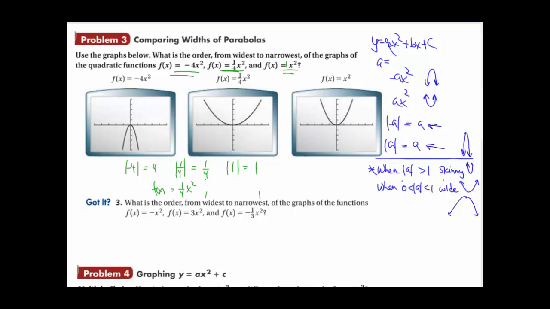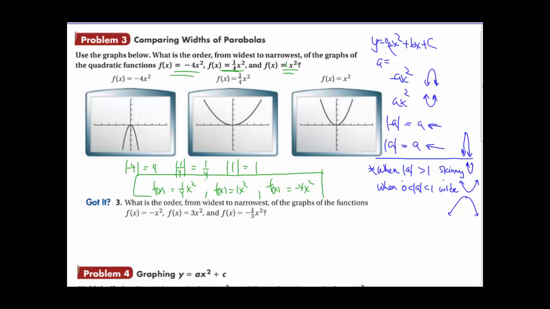We know that the lowest graph, the steepest graph, or the skinniest graph, or the narrowest graph, is the first one that we started off with, negative 4x squared. So that means that the one in the middle is f of x equals 1x squared. That's labeling from widest to narrowest.